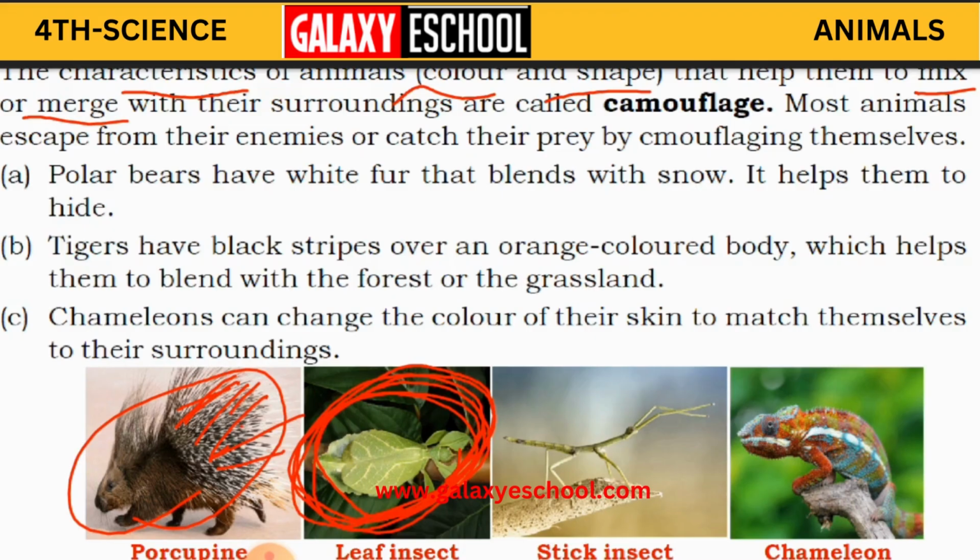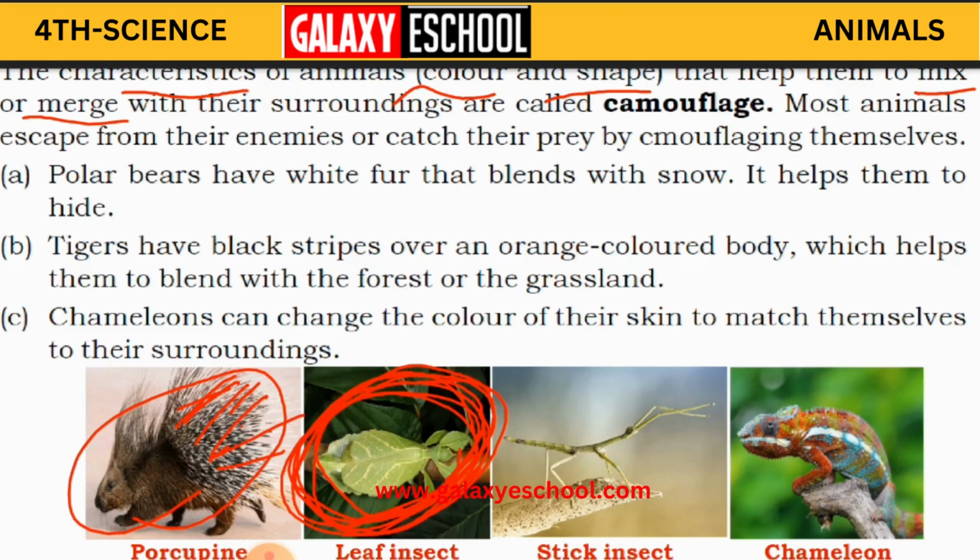Okay, children. So most animals escape from their enemies or catch their prey by camouflaging themselves. Most of the animals are going to escape from their enemies, or catch their prey, by camouflaging themselves. As we just learnt, this is an insect, but it is mixed with the leaf, so we cannot identify it as an insect, and we will leave it there itself.